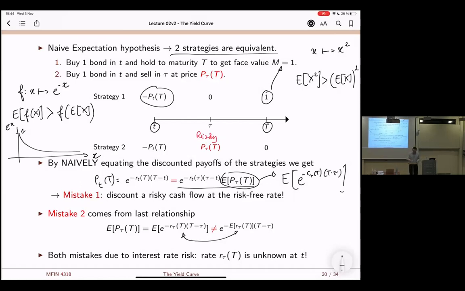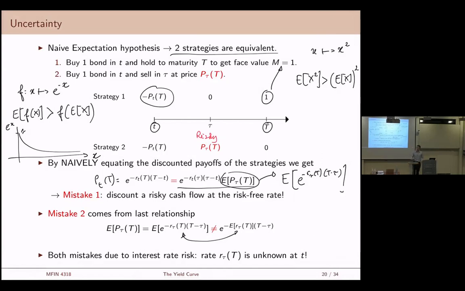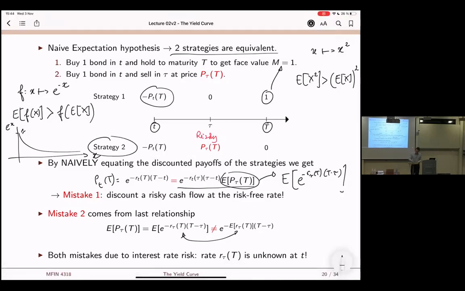Okay. So now what's our mission before the break? We know that we did something wrong with the naive version of the expectation hypothesis. We're going to try to augment this expectation hypothesis to take into account this risk. Basically, we want to account for the fact that if I do the resale strategy, so strategy number 2 here, I'm effectively going to get a risky cash flow. So I cannot discount this risky cash flow at the risk-free rate.